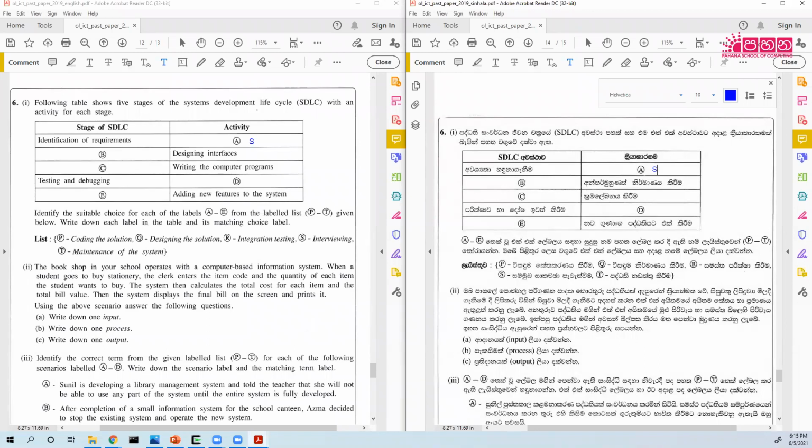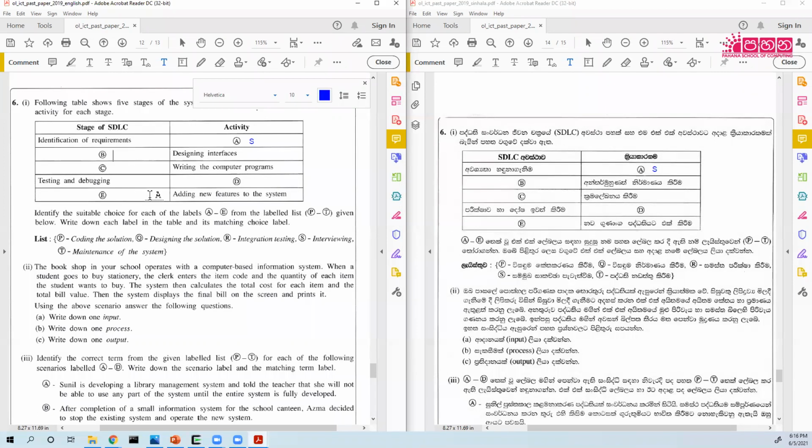The second step, the stage that is B, what we do is designing the interface, right? Design the interface. So that means we have to identify what the second step is: coding the solution, designing the solution, integration testing, interviewing, maintenance. So we know that it should be designing the solution. So that means B should be Q.